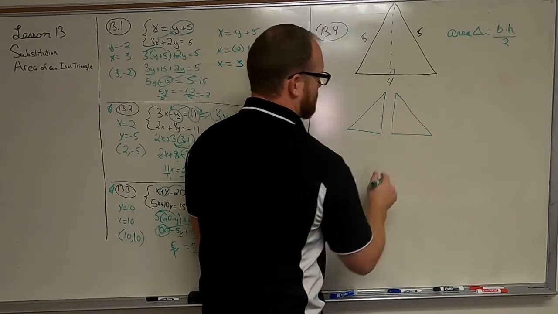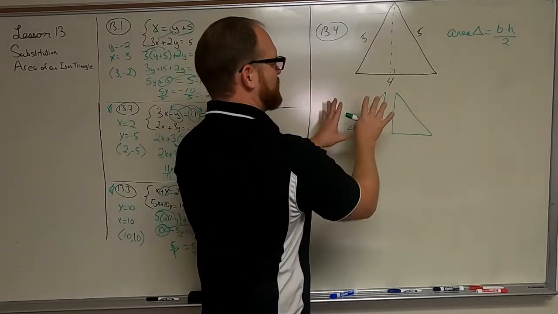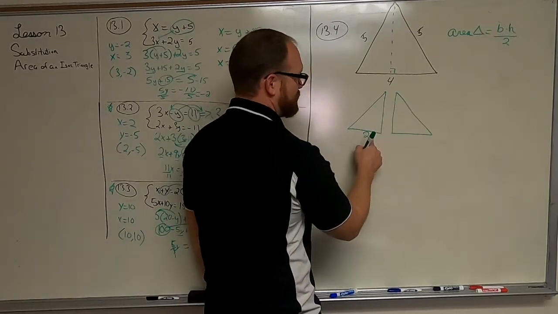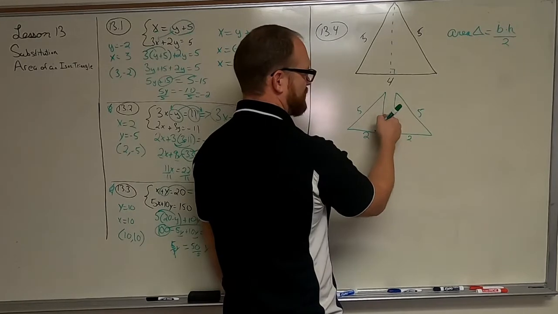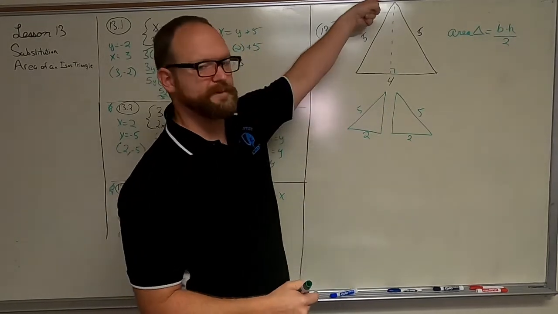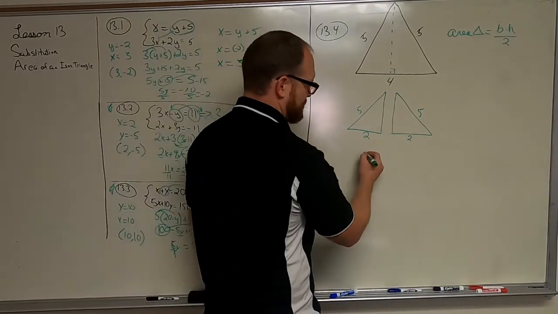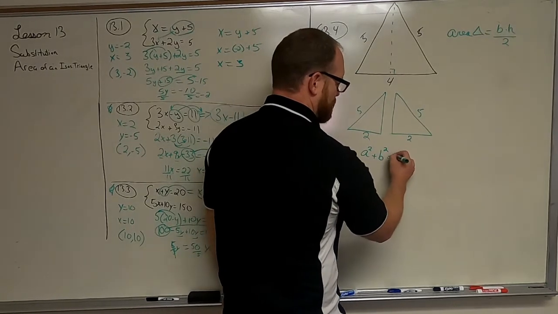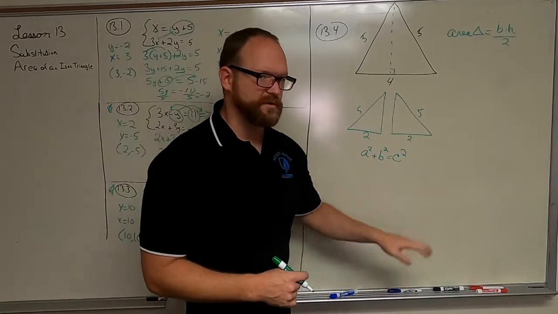Okay, so what I did right here is I just broke this triangle in 2 pieces. I cut it right up the middle, spread it a little bit, and made 2 pieces out of it. So I have a 2 here and a 5, a 2 and a 5, and I need to solve for this side right here. This side right here is going to be my height. How do I do that? Well, remember that a squared plus b squared equals c squared. That's our Pythagorean theorem.